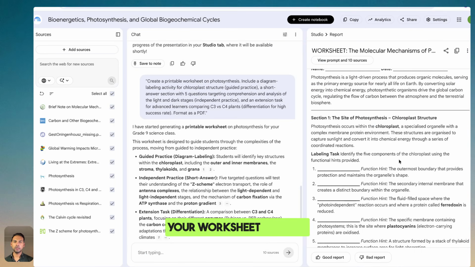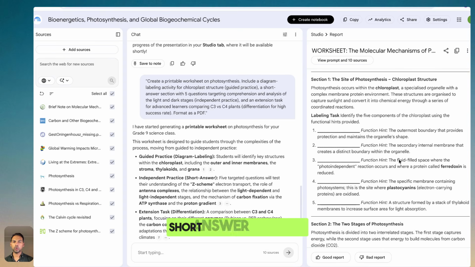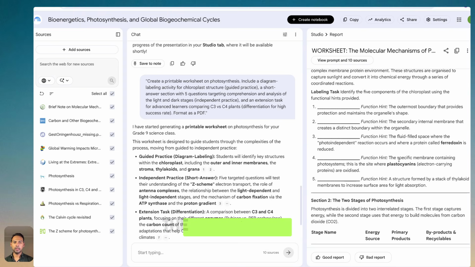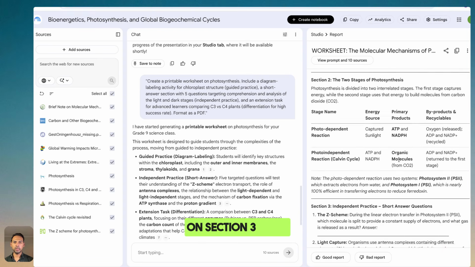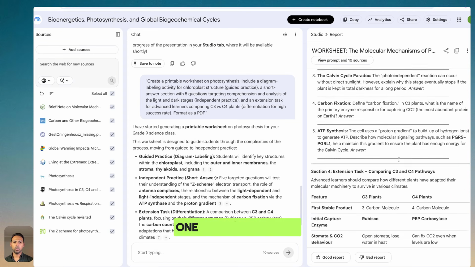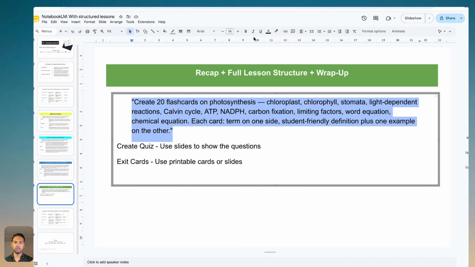Here's your worksheet. Diagram labeling is guided. Students apply what you just modeled. Short answer questions are independent. They work on their own. The extension task on section 3 and 4 is about students trying to develop the understanding of the topic. So there you go, one worksheet, and it has different levels of the routine.